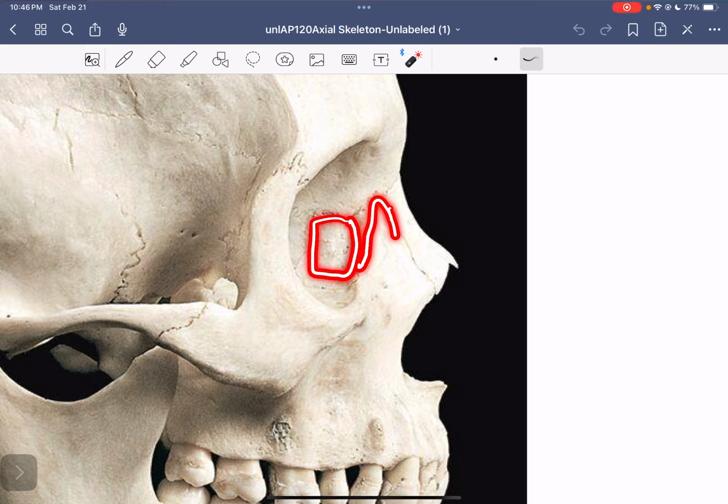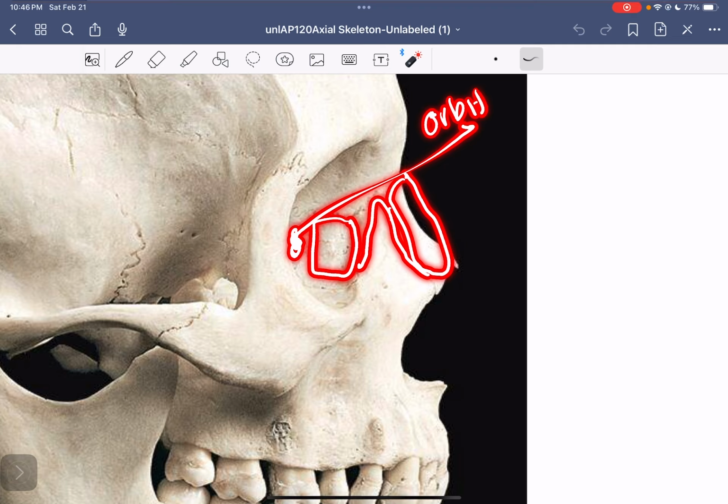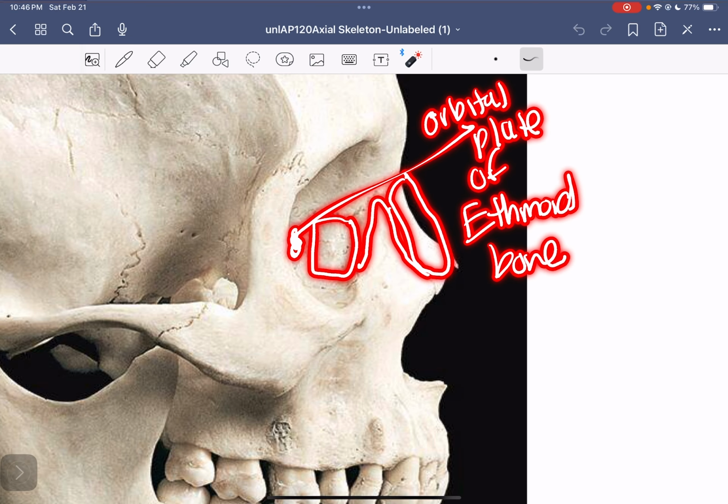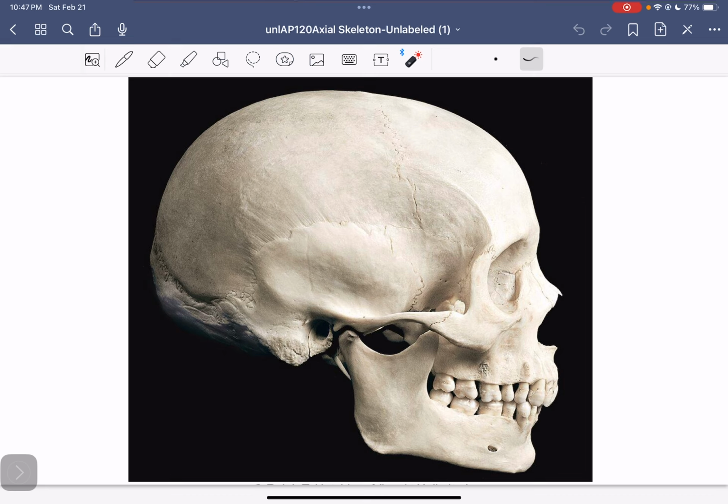So we said this was lacrimal. Here we have a little bit of our maxilla. Here we have our nasal, but you can see a little bit of this bone here, and this would be your orbital plate of ethmoid bone. From this angle, we can appreciate a bunch of other things, so let's talk about them now.